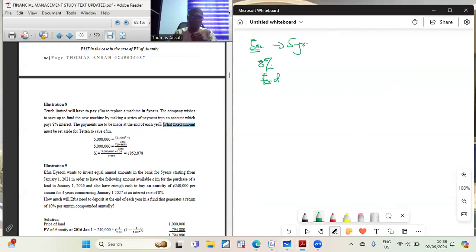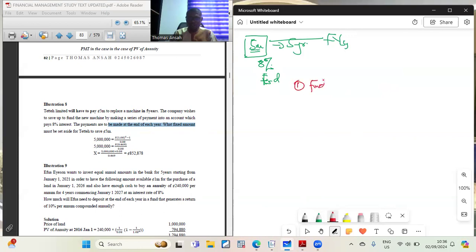So it says, what fixed amounts must be set aside to save 5 million. So this is a question you must ask yourself. Now, he will have to pay 5 million. He just wants to know the amount he should be saving. Will have to pay 5 million is a futuristic statement. So the 5 million is a future value in 5 years' time. So that is that.